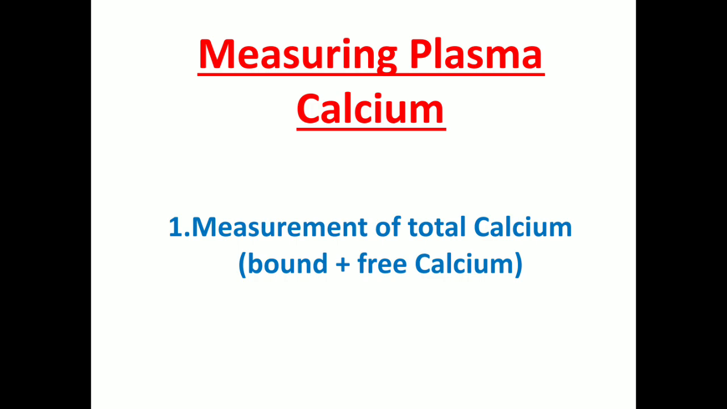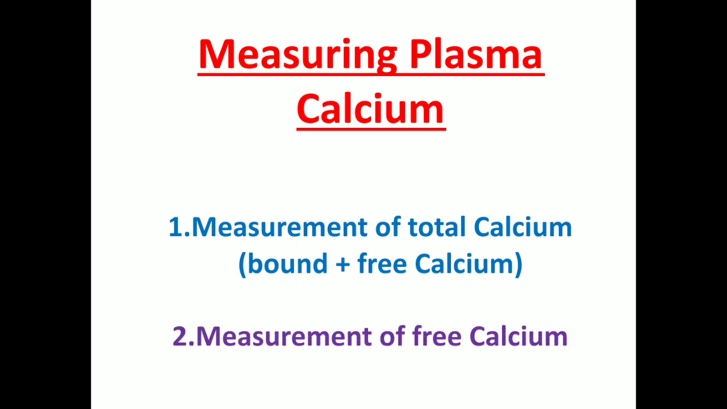The one thing that we measure is the total calcium. We do not measure the bound calcium separately, but we measure the total calcium that is present, both bound and free together. Or we can measure only the free calcium, which is the biologically active form in which calcium is present in blood. So either we take the total, bound and free together, or we measure the free calcium only, which is the active form.